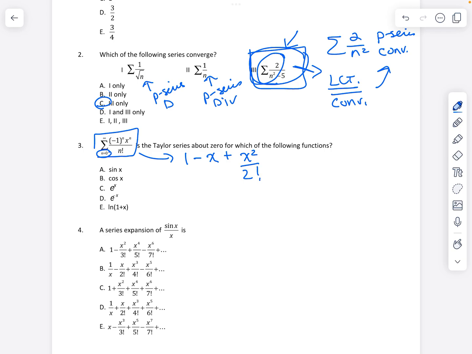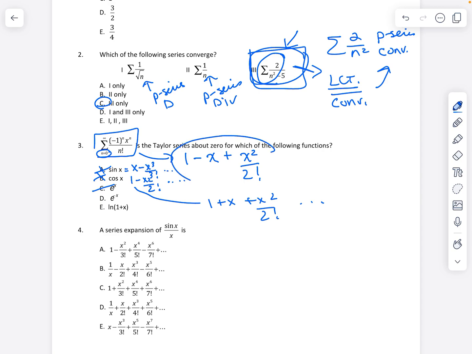So we have to figure out which one of these it is. Okay, so I know it can't be A, B, and C because I have these memorized, hopefully. So I know sine of x is x minus x cubed over 3 factorial, etc. So it's not that one. Cosine of x is 1 minus x squared over 2 factorial dot dot dot. It's not that one. e to the x is, remember, 1 plus x plus x squared over 2 factorial, etc. So it's not that one.